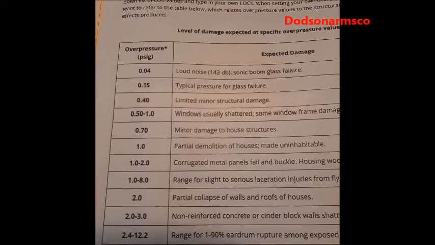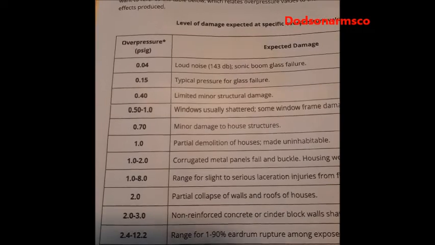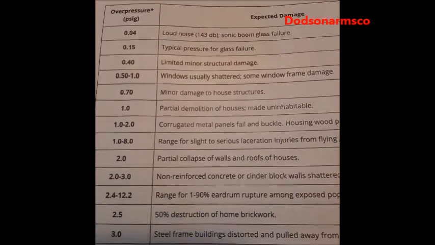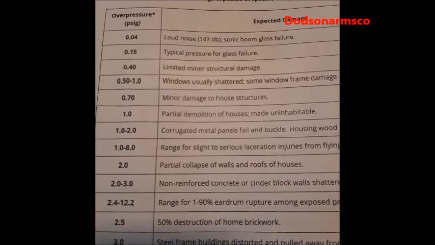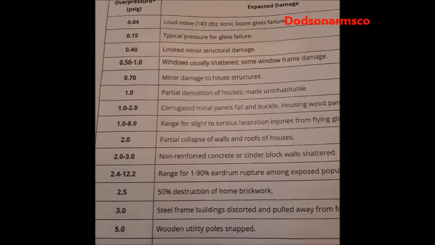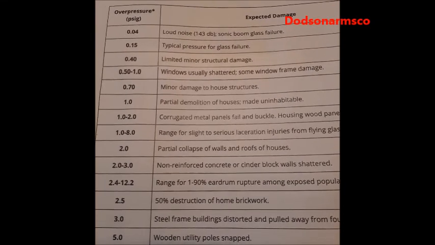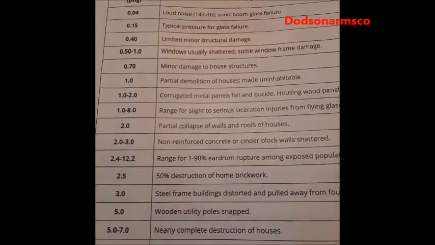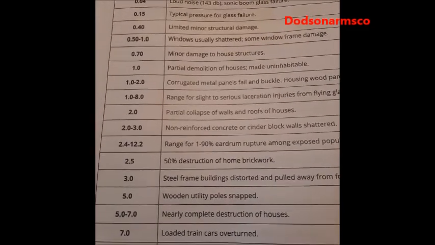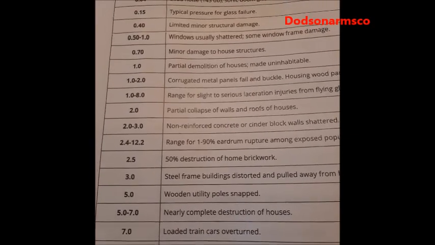Then typical pressure for glass failure is 0.15. So you're going to get glass failure way below the 1 psi overpressure range. And then we start getting into limited structural damage at 0.4. And then at 0.5 to 1.0 psi, windows shatter, window frames are damaged. And then in here, you can also see they're talking about minor damage to house structures. So that's internal framing, floor joists, roofing components, 0.7.